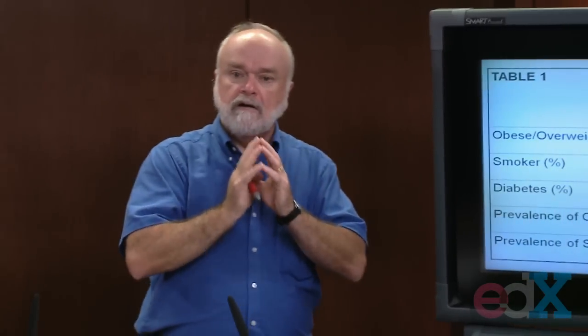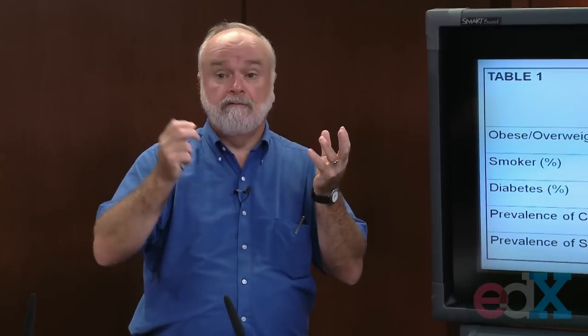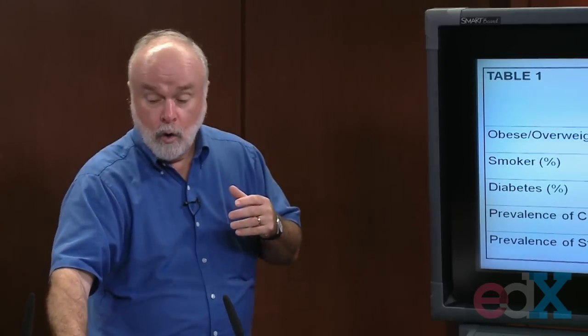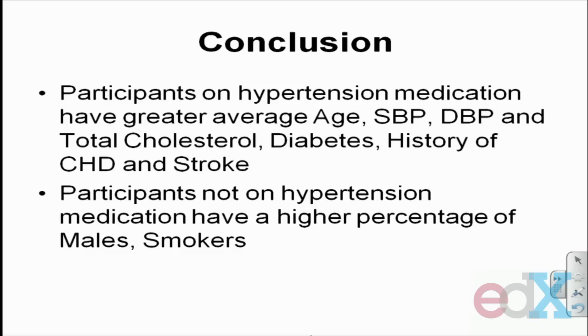So these two groups are not comparable. The 139 people who received hypertension medication versus the 1,233 who did not. We could conclude that the people who received hypertension medication were older, had higher blood pressures, either on the systolic or diastolic blood pressure, higher cholesterol values, had more diabetes, had higher histories of both coronary heart disease and stroke. On the other hand, the people who did not receive hypertension medication were more likely to be men and more likely to be smokers.